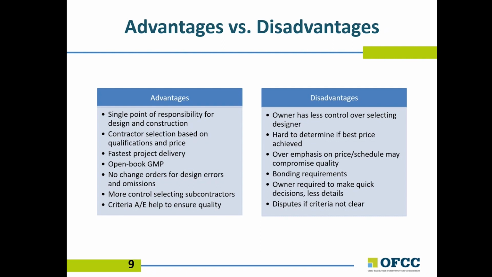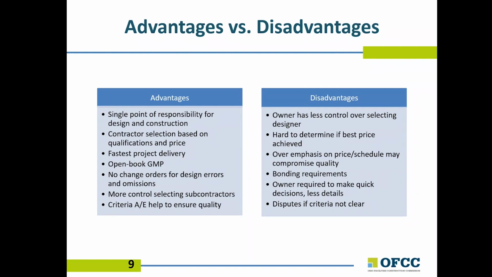These GMP packages can be based on drawings and specifications that are not fully developed, allowing the project schedule to be fast-tracked. There are no associated change orders if there are any errors and omissions from the architect or engineer of record. In addition, the pre-qualification of subcontractors provides owners more control of selecting subs. Finally, the criteria AE is procured separately by the owner, which can help ensure quality and compliance with the owner's intent contained in the criteria documents.